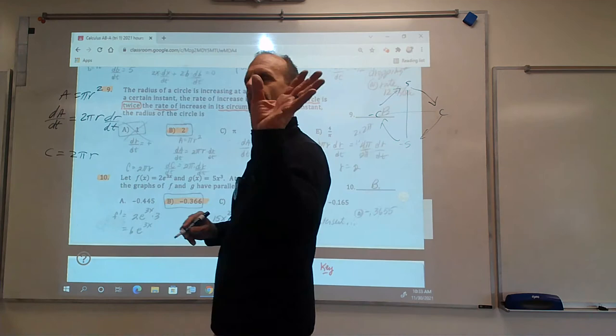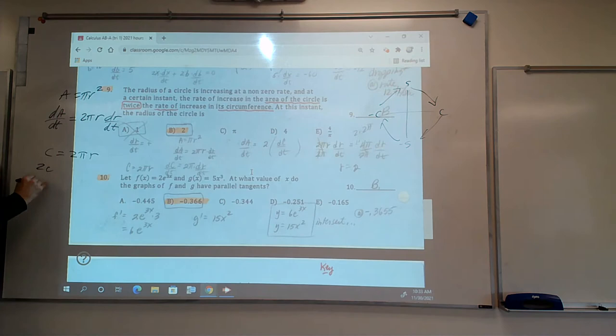Derivative of C would be dC/dt is equal to, okay, now this is really like 6x. The derivative of 6x is just 6. But it's not 6, it's 2pi. Okay? You guys cool? No r? But since I took the derivative of r, what do you write? dr/dt. So far, so good? So we have a little calculus for circumference. We have a little calculus for area of the circle.